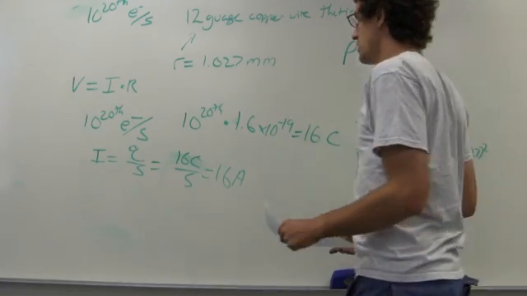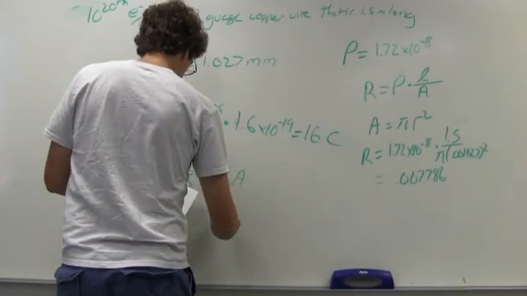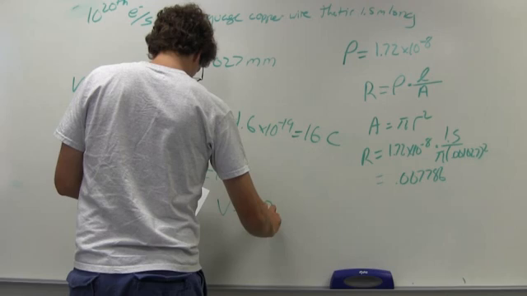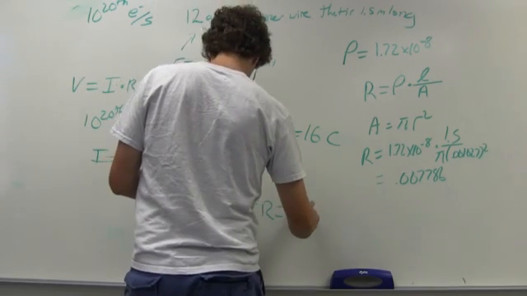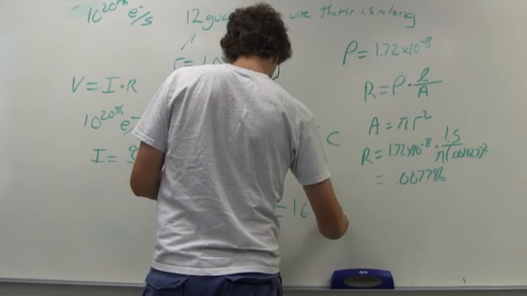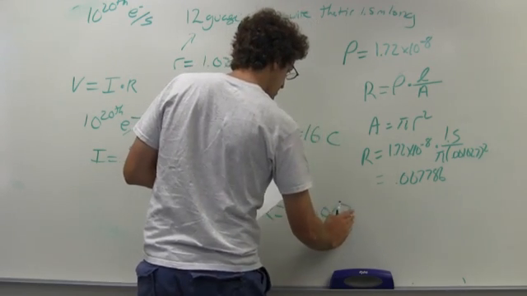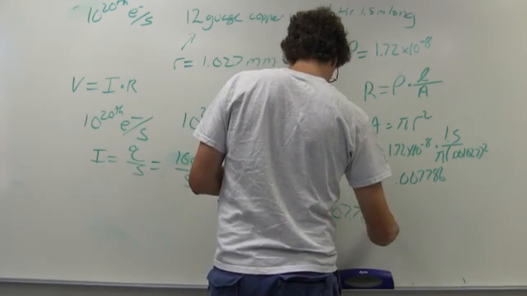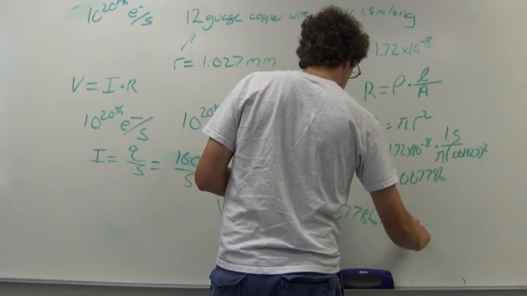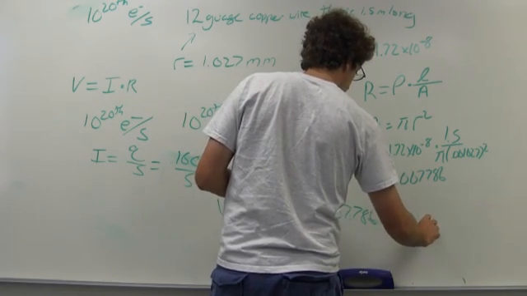All right, now for the potential difference, we know that V equals IR, and we get 16 times 0.007786, which is 0.125 volts.